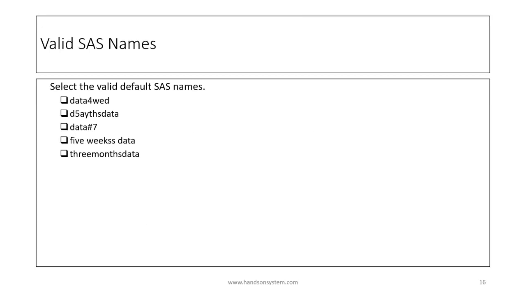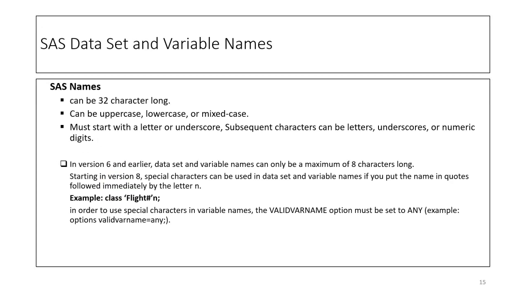Now, here are the valid SAS names. You can see there are a few names which are not following the SAS validity rules. SAS rules say, for example, "5 week data" with spaces is not accepted by the SAS system. Names can be uppercase, lowercase or mixed case. They must start with a letter or underscore, and subsequent characters can be letters, underscores or numeric digits.